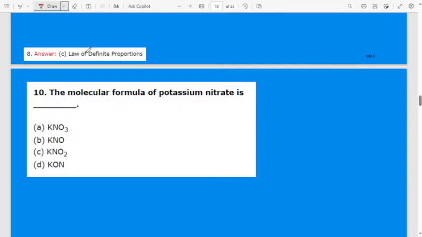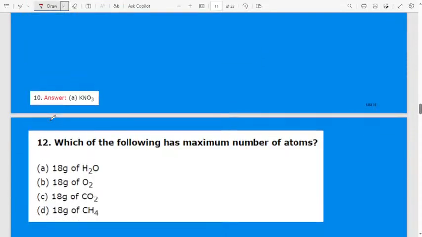Next question, the molecular formula of potassium nitrate. Easy question. What is the molecular formula of potassium nitrate? First option KNO3, second option KNO, third option KNO2, fourth one KNO. The correct answer is KNO3. That is the correct molecular formula of potassium nitrate.